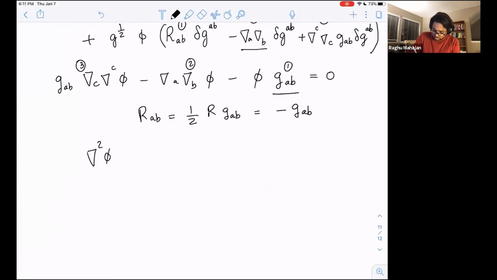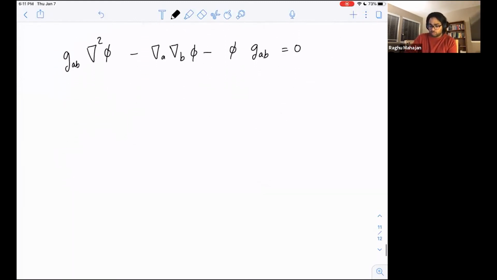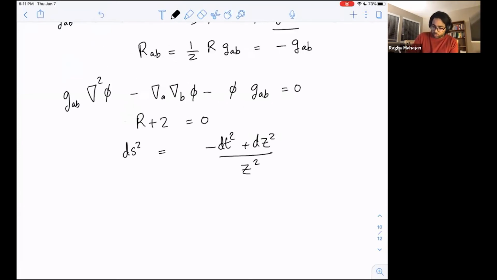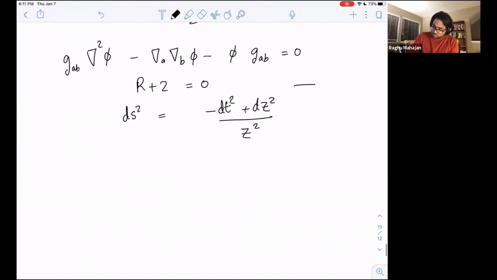So it's just grad squared phi G_AB, minus grad A grad B phi, minus phi times G_AB. Okay, and we can try to solve it. But let me give you a very simple solution to this equation. And the other equation was R plus 2 equals 0. So this we can solve by taking ds squared equals minus dt squared plus dz squared, over z squared. So this will solve equation, sorry, let me call this equation 2, and that equation 1. This solves 2. Okay, how about 1?